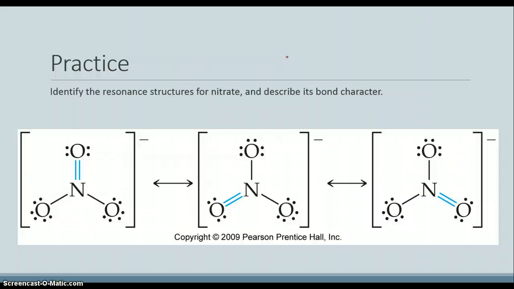So if I kind of averaged these, some of you might be able to figure out or at least hypothesize. It's kind of like a 4/3 or a 1 1/3 of a bond kind of here between my NO. So my NO bond for nitrate, you wouldn't just say it's a single or a double. You'd say it's about 1 1/3. And that's the best way to approximate what it's like.